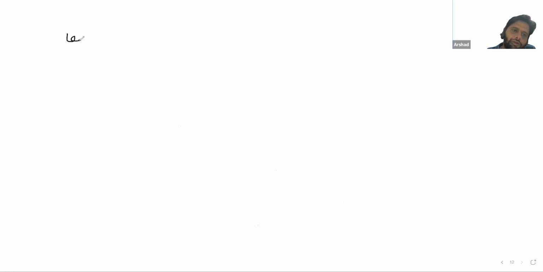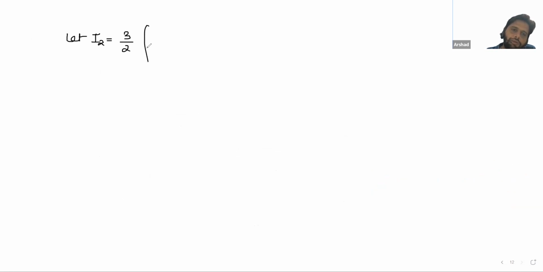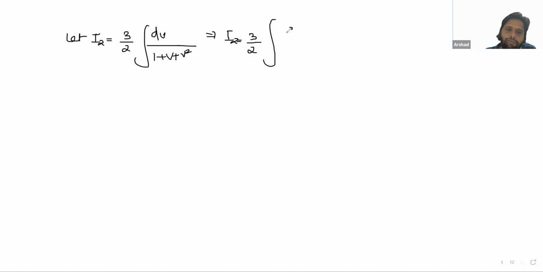Now, next we will take as I2. Let I2 is equal to the second one, 3 by 2 integral dv by 1 plus v square. Okay, now this is always solved by the completing the square method. So what you have to do here, I2 is equal to 3 by 2 integral dv. So you know this v square plus v plus 1, take the coefficient of v, that is 1, divide with 2 to the square, so 1 by 4. So add 1 by 4 and subtract 1 by 4.